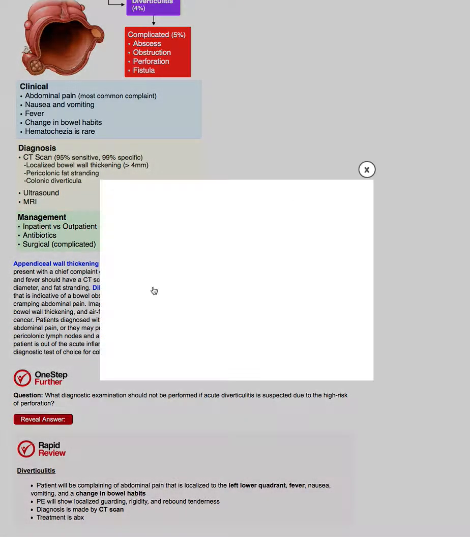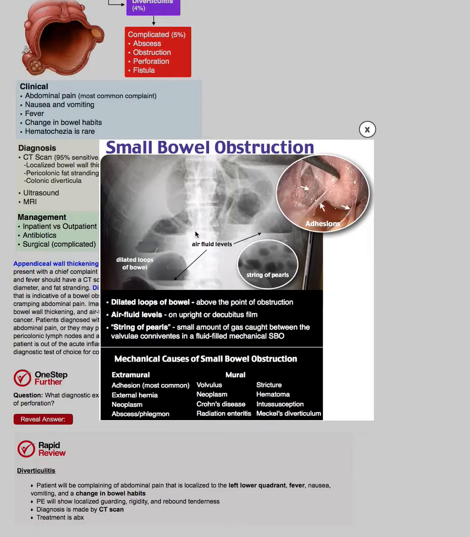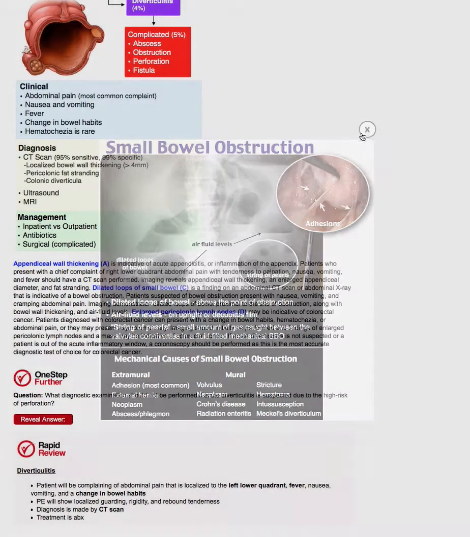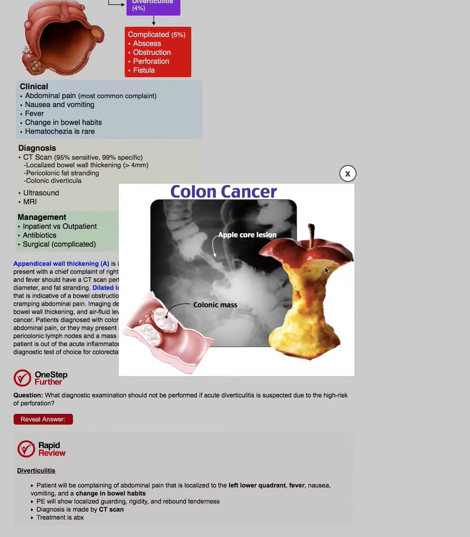And now if we move to small bowel obstruction, we will see that the most common cause of small bowel obstruction is adhesions, and then we have hernia and neoplasm that come after that. A classic finding on X-ray is going to be dilated loops of bowel with air fluid levels. So anytime you see air fluid levels on an abdominal X-ray, think small bowel obstruction. Lastly, we have colon cancer. The classic radiographic finding here as well is the apple core lesion, and this is symbolic of colon cancer.